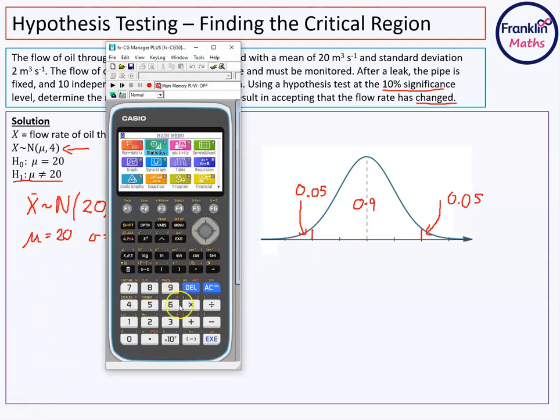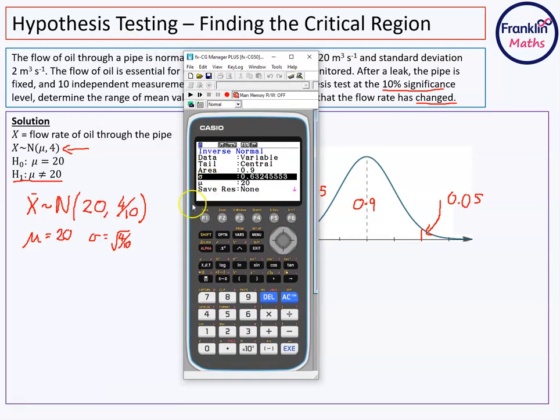Okay, so I've got my calculator. I'm going to go to stats, distribution, normal. It's an inverse problem because we know the areas. So in this case, I'm going to be using a central tail. It is easy with these two-tailed tests to do that. The area of the middle is 0.9. My sigma is, I'll jot this in for you, the square root of 4 divided by 10 or 0.4, doesn't really matter. Mu is 20, and there we go.